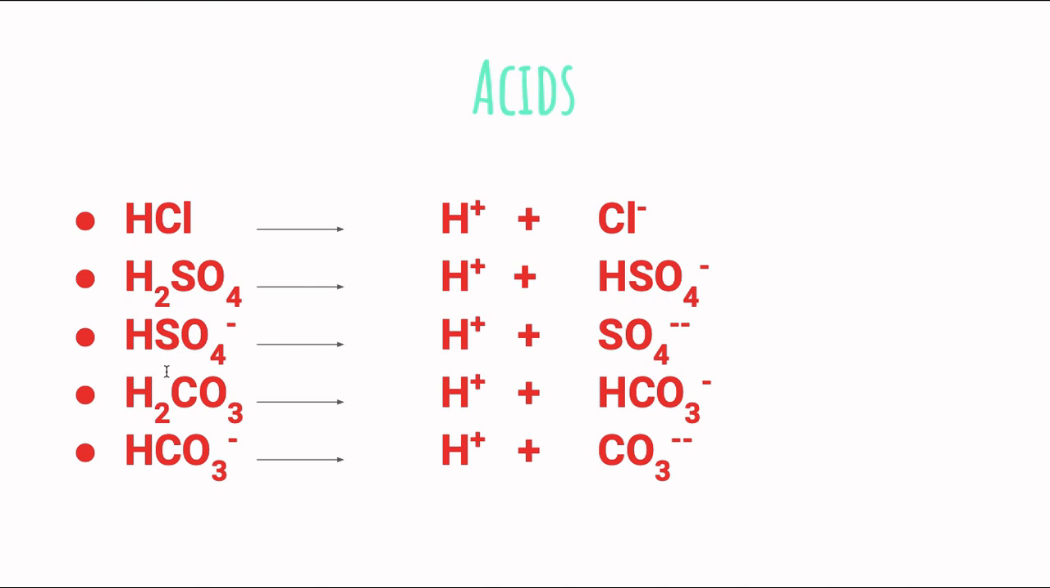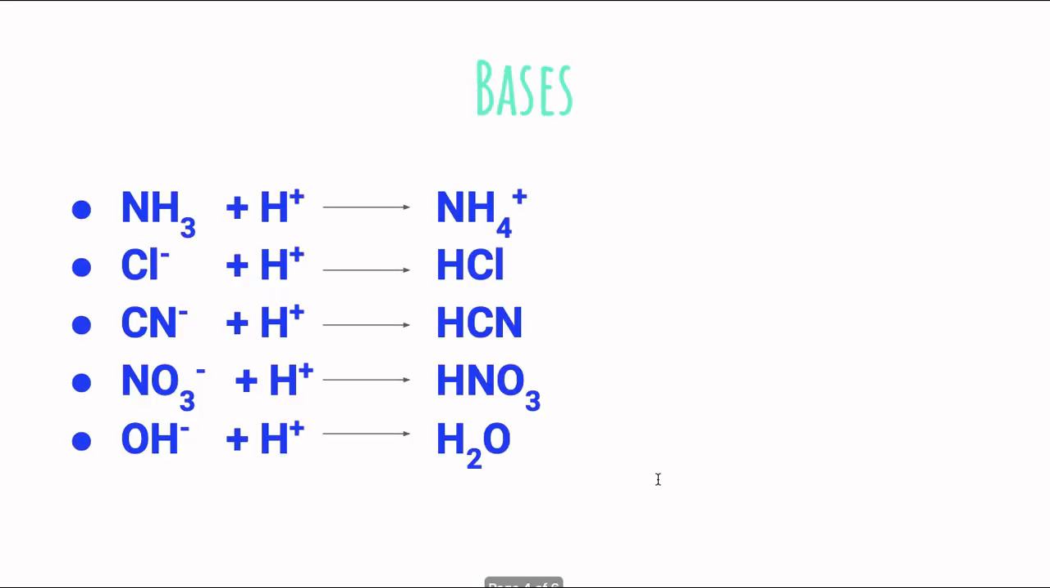H2CO3 by donating proton gets converted into HCO3 minus, and so it is an acid. Again HCO3 minus, which is a radical, can donate proton and gets converted into CO3 2 minus ion, so it is an acid.